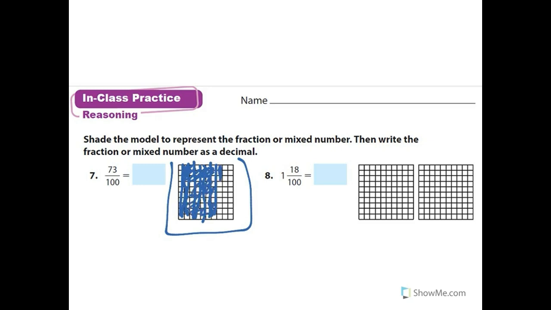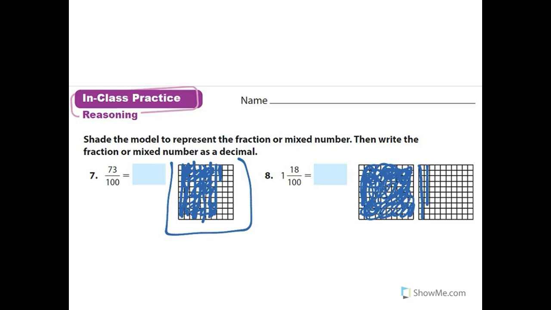Alright, and then I'm going to shade this other one too. We've got 1, so this whole thing needs to be shaded. You don't have to do it perfect. You just have to make sure everything is shaded. Make sure everyone knows that. And then we got 10 and 8. So 18 hundredths, 1 and 18 hundredths. I want you to go ahead and write those two as decimals, and then we'll go over it.